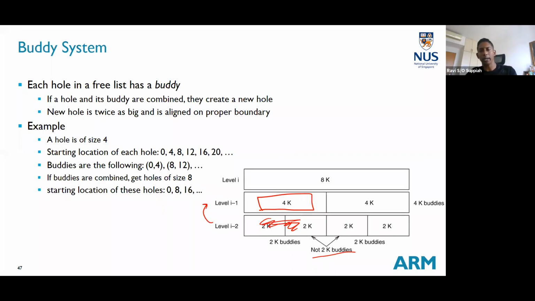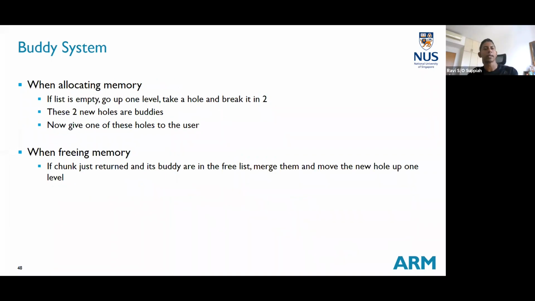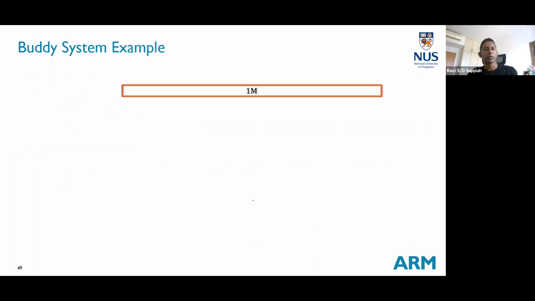Okay, and then you compact those two memory chunks together. All right, so when you are allocating, you allocate by breaking it up until you reach the correct size, and then when you free, you merge up based on the one level higher. So let's look at an example here.